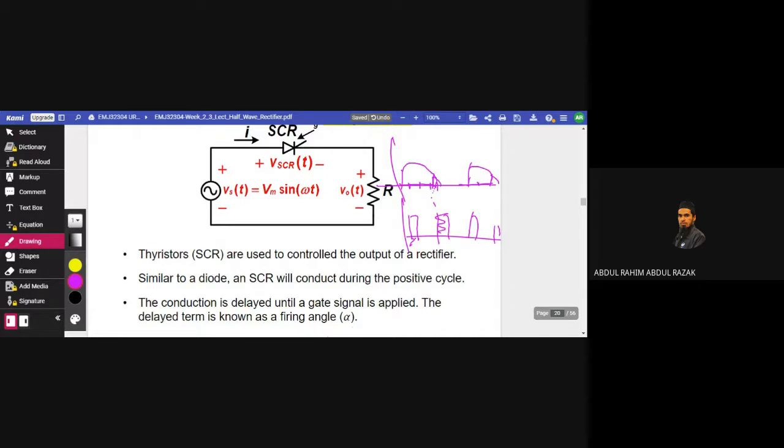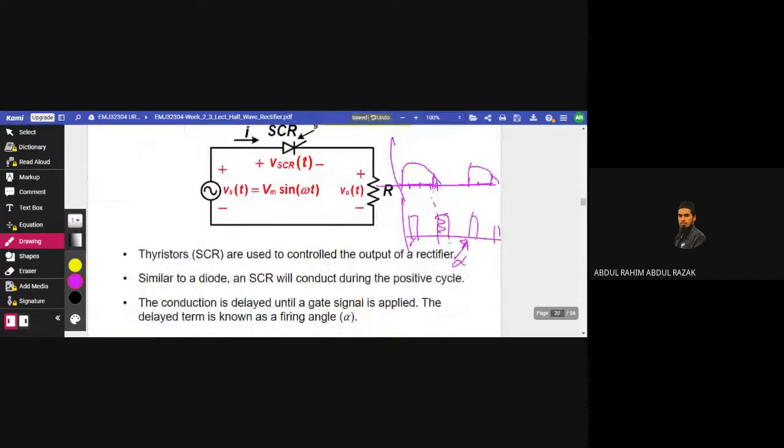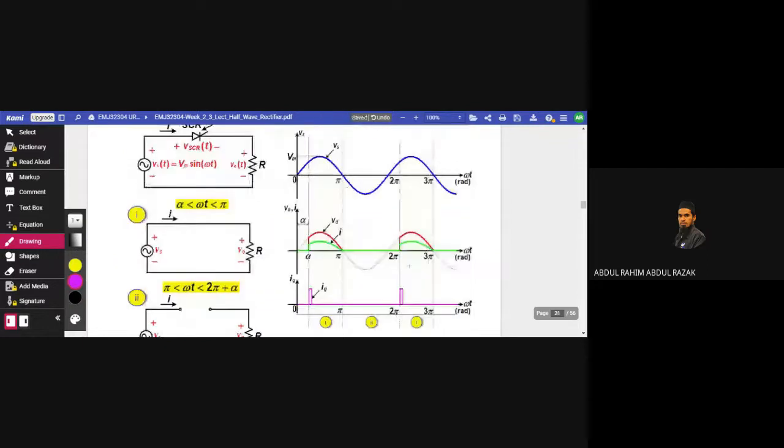So the delay term is known as the firing angle. This is your firing angle. The starting point is your firing angle. The firing angle is measured from 0 to the starting point, alpha. From here, from 0 to the starting point of alpha. That's your firing angle. You see here? This is your firing angle.